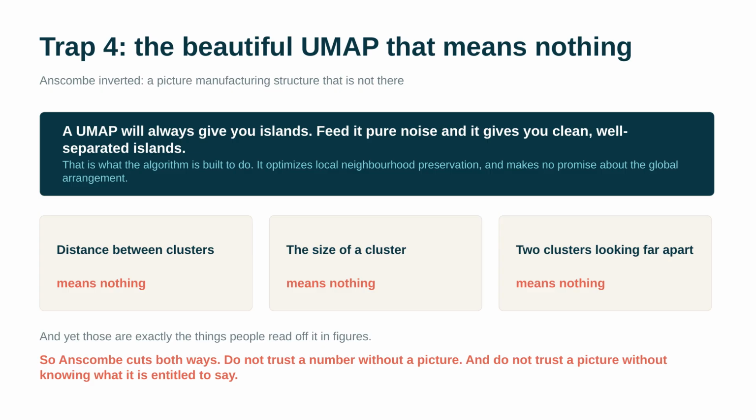So the distance between two clusters on your UMAP means nothing. The size of a cluster means nothing. The fact that two clusters look far apart means nothing. And yet those are exactly the things people read off it in figures. So the lesson from Anscombe cuts both ways. Do not trust a number without a picture. And do not trust a picture without knowing what the picture is entitled to say.